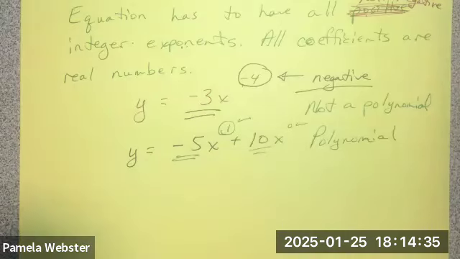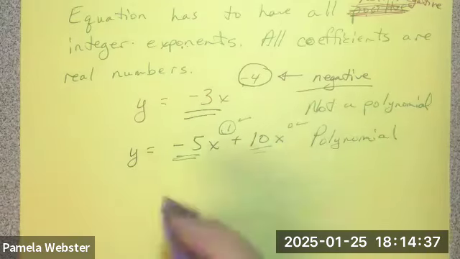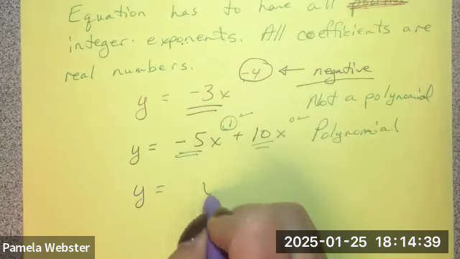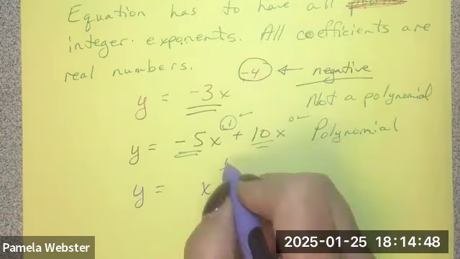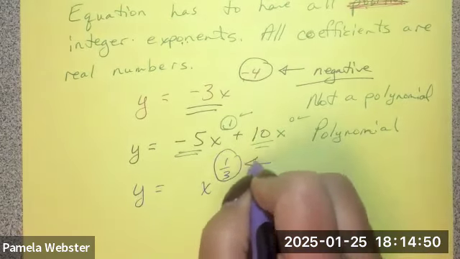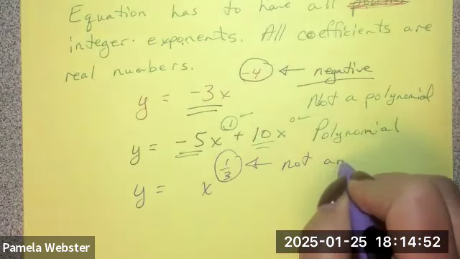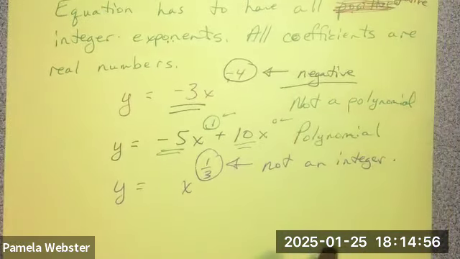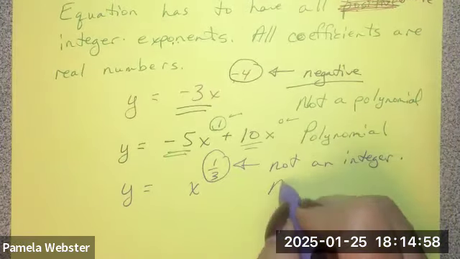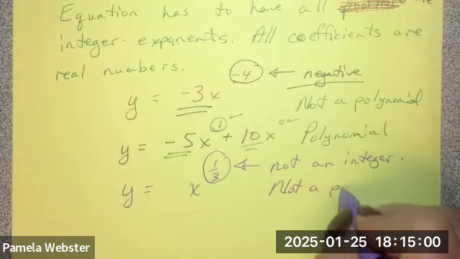Let's do one more so we can see it. Y equals x to the 1/3. Okay, so is that a not negative integer? No, this is not an integer. This is a fraction, right? Okay, so since it's not an integer, this would not be a polynomial.